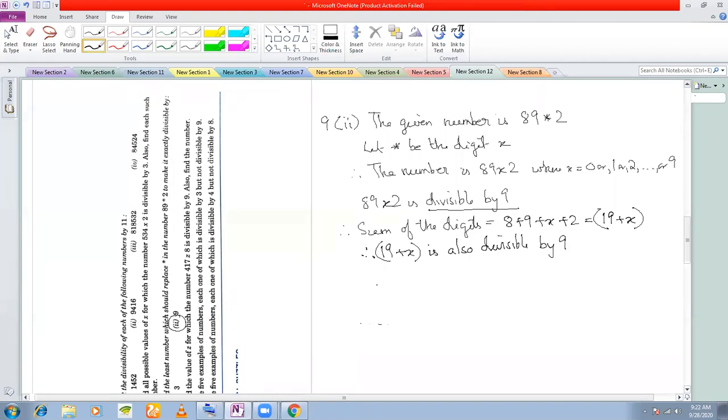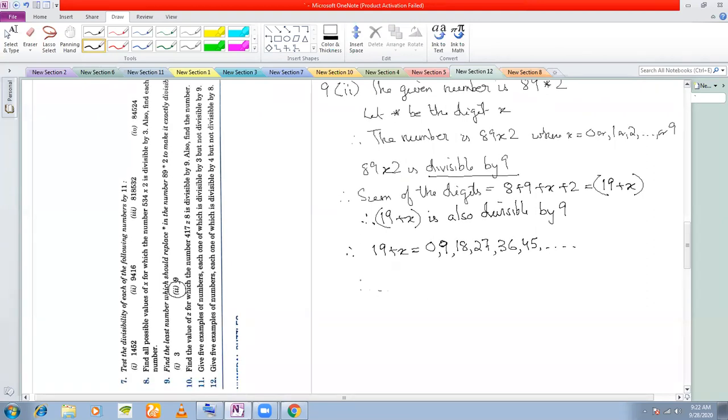And what can be possible values of 19 plus x? Therefore, 19 plus x can either be equal to 0, or 9, or 18, or 27, or 36, or 45, and so on, right? But the question is, what values will I accept? If 19 plus x is equal to 0, if I take the first value, then I'll get x is equal to minus 19. Not possible, right? Because x is a digit.